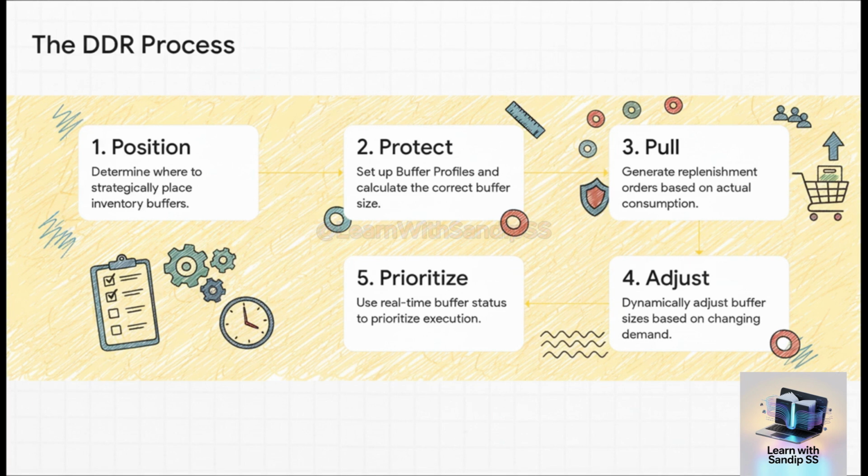3. Pull. This is key. You generate new orders only when stuff is actually consumed. 4. Adjust. Because nothing stays the same, you dynamically adjust your buffers as conditions change. And 5. Prioritize. You use real-time data to see what needs attention right now.